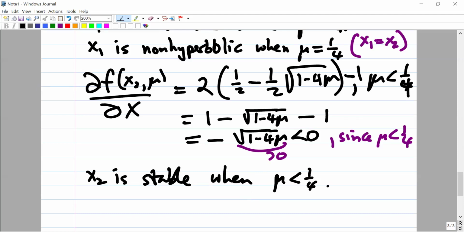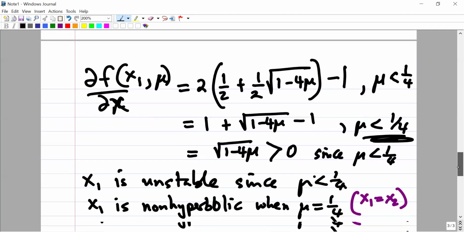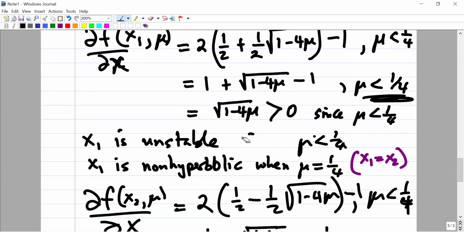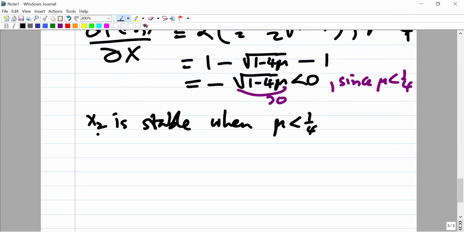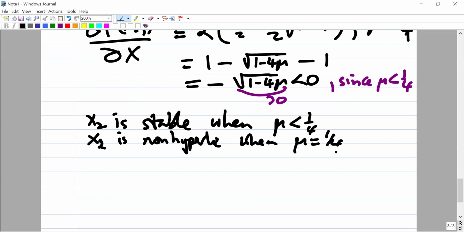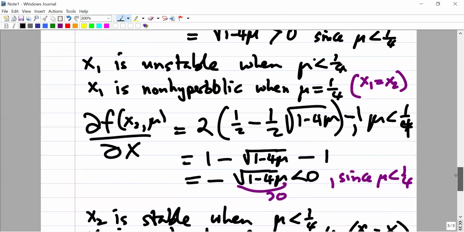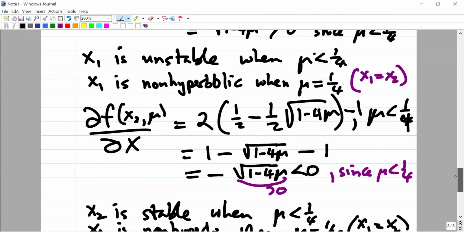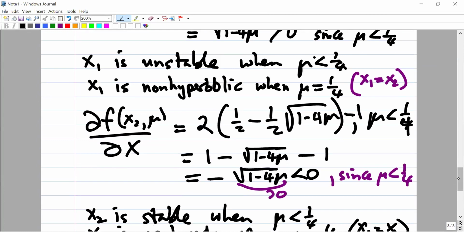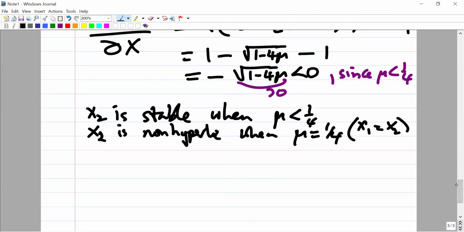So then x2 is stable, or locally asymptotically stable, when mu is greater than 1 over 4. And also x2 is non-hyperbolic when mu equals 1 over 4, so x1 is equal to x2. So you can see that when mu is equal to 1/4, x1 and x2 coalesce, they meet, they become one at least.